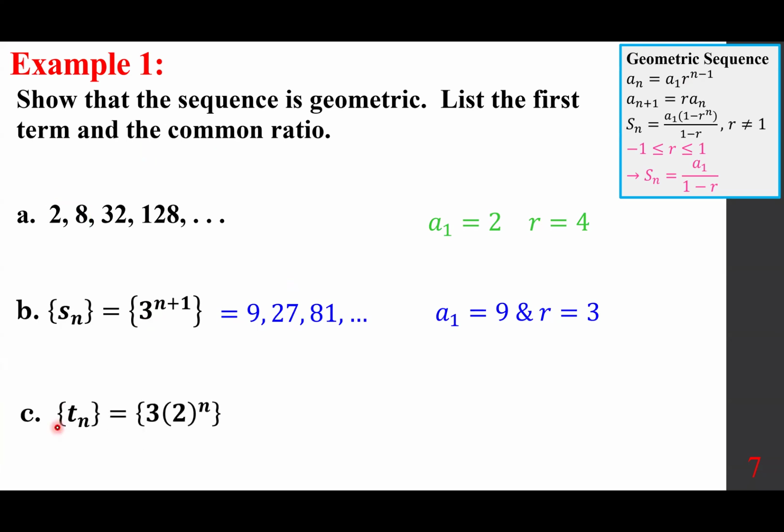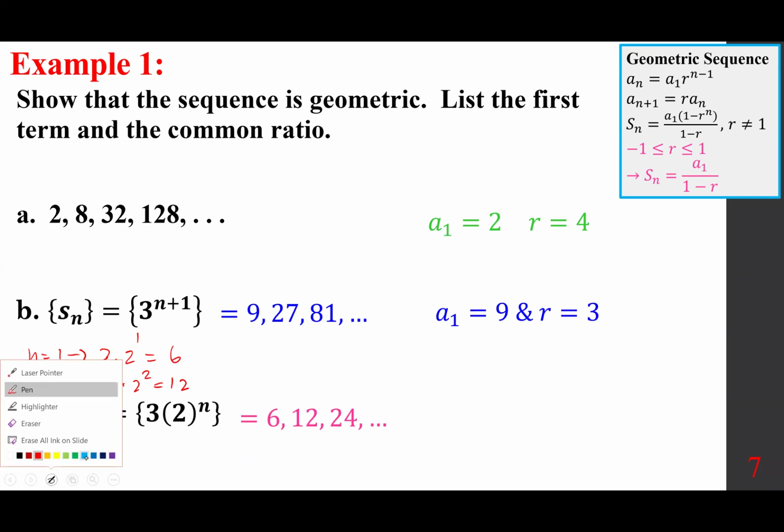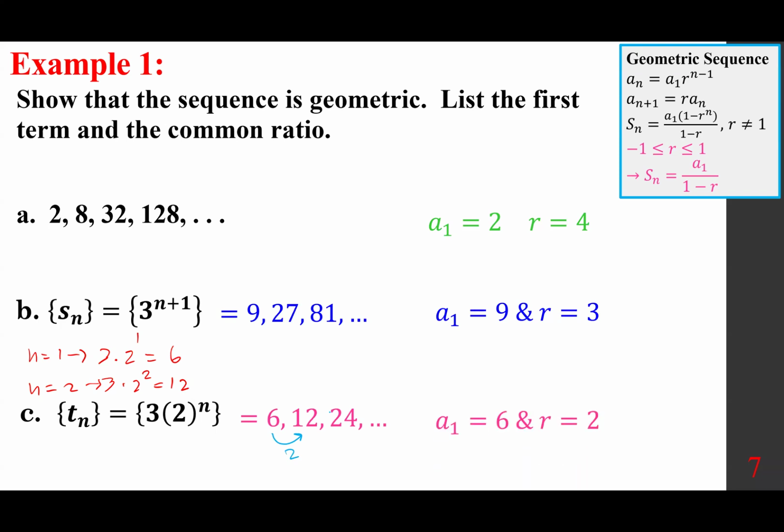Okay, now choose n to be 1, 2, 3, see what you get. So we are going to go with n equals 1. That gives you 3 times 2 to the power of 1, which is 6. n equals 2: 3 times 2 squared, 4 times 3, that is 12, and 24, and so forth. So clearly, this is being multiplied by 2. So the first one is 6, and r is 2. Or just, as I mentioned, look at the base here. So it becomes clear what we are dealing with.